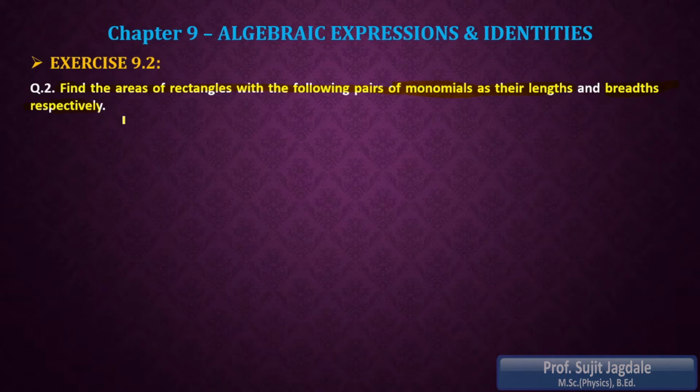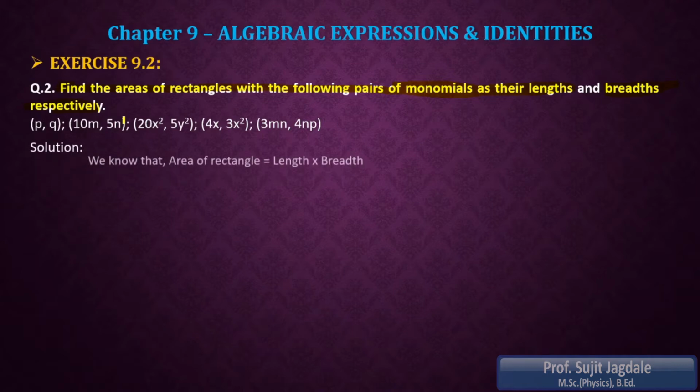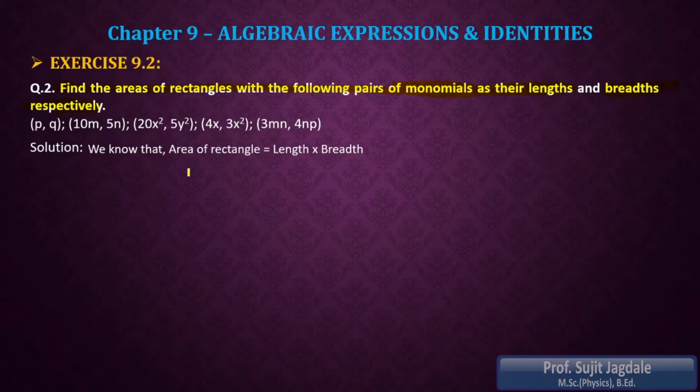For that purpose you should know some basic formulas of geometry. The basic formula of geometry necessary here is how to calculate the area of a rectangle. You know that the area of a rectangle is calculated by the formula length into breadth. Whatever be the value of length, you have to multiply it by the value of breadth. So length into breadth is the formula for the area of a rectangle.